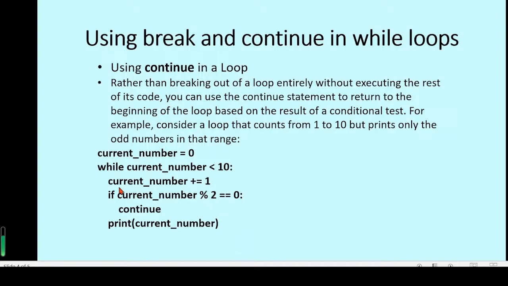Inside the loop, first we add 1 to this number. Then we test if this number modulo 2 equals 0, which means it is an even number, then it will continue. Continue will go back to the while loop without running the rest of the code in the loop, but not stop the while loop. It just skips the rest of the code and goes back to the while loop. So if it is an even number, we do nothing, just go back to the while loop. But if it is an odd number, then we print this number and go back to the while loop also.